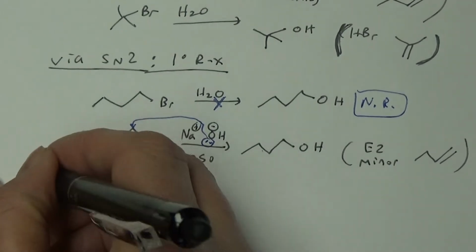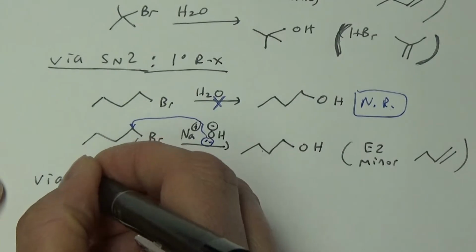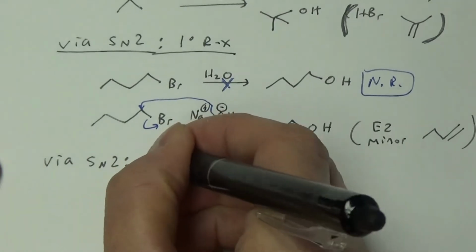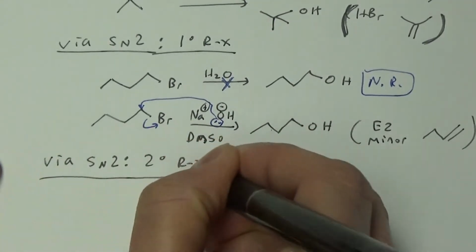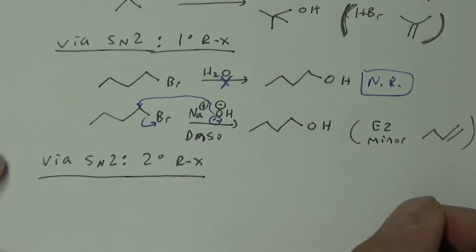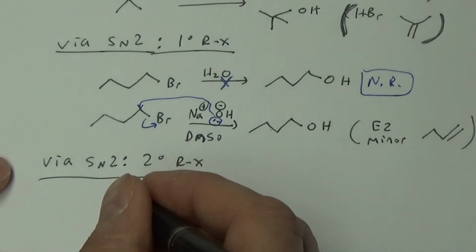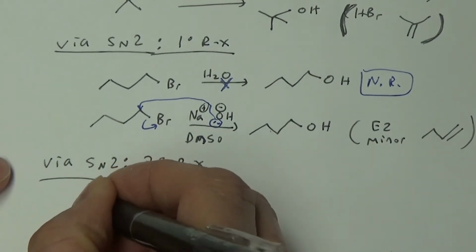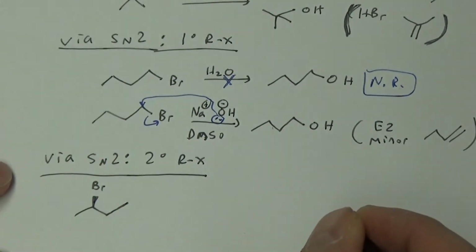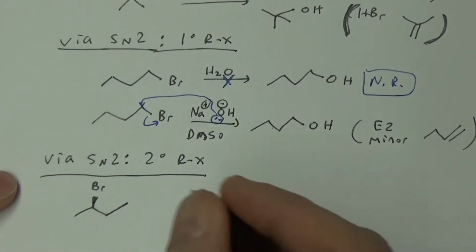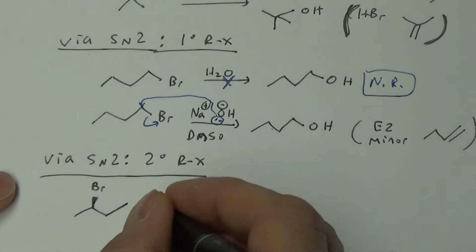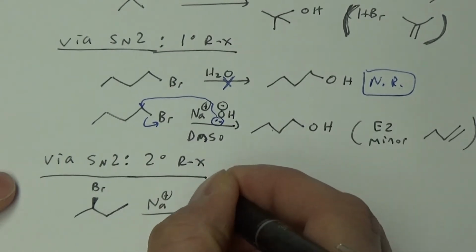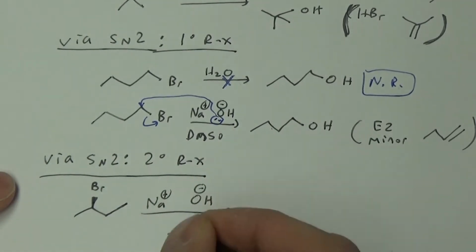What other substrates can we do SN2 on? You can do primary. What else? You can do secondary, right? Okay, so we can do primary, we can do secondary. So what if we do the same exact thing and pick this secondary alkyl halide with NaOH, and maybe DMSO or something?